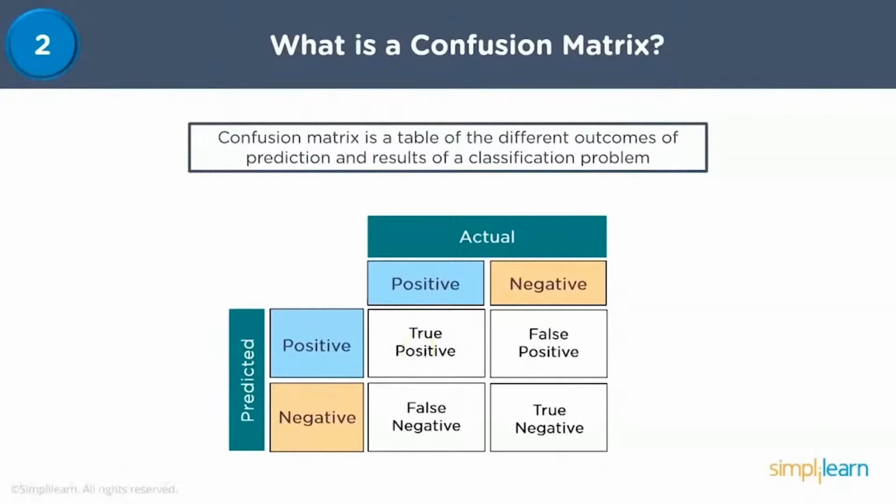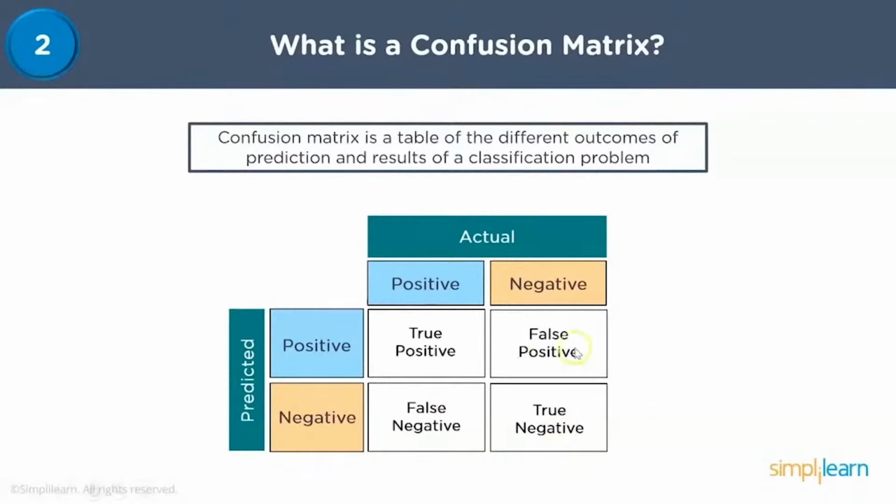So the actual value was positive and the model also predicted a positive value. Then we have true negative, which is also represented as TN. The true negative depicts the predicted value matches the actual value. Now the actual value was negative and the model predicted a negative value.